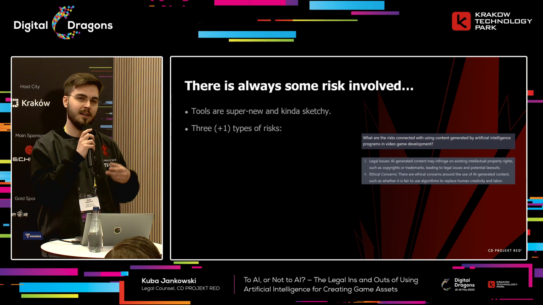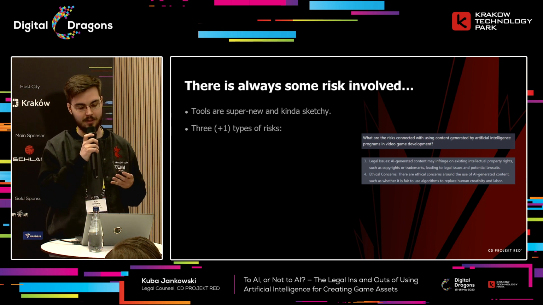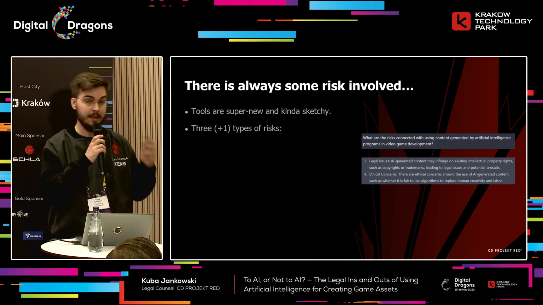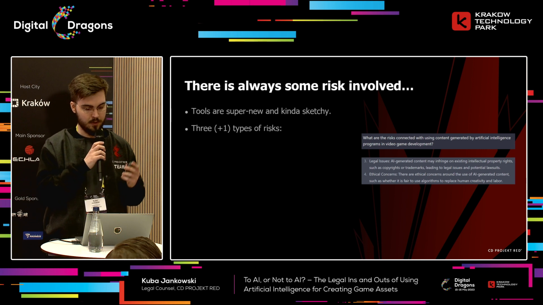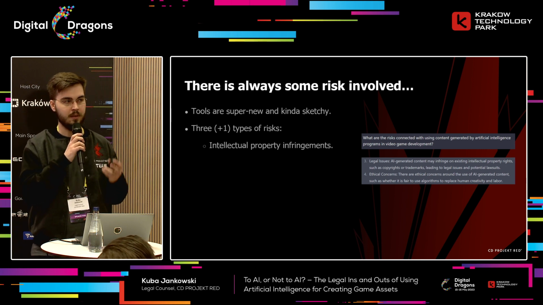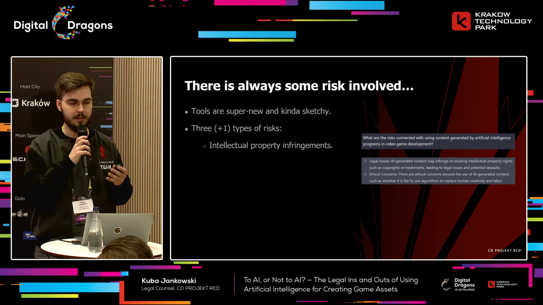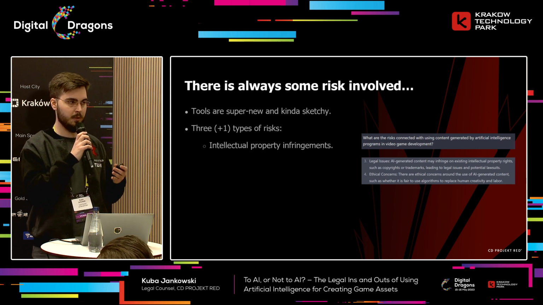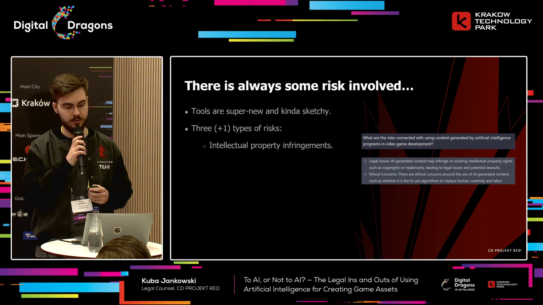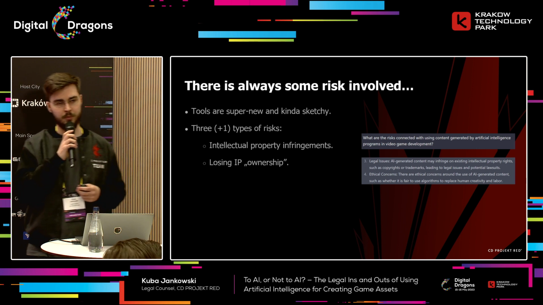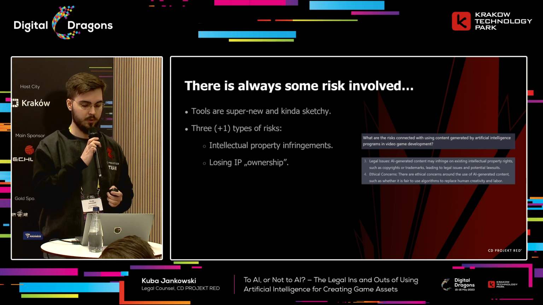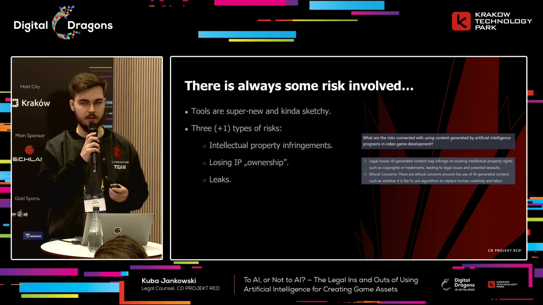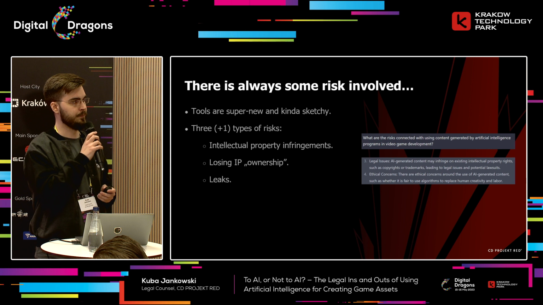And some risks are associated with just the fact that law works in a certain way, which I will also cover. So there is something that I like to call 3+1 risks. So first of all, intellectual property infringements. In theory, or very often in practice, when you create something using Midjourney or ChatGPT, it will inevitably include intellectual property of someone else. There is a high possibility of losing your own intellectual property ownership. Finally, when it comes to the legal risks, there are leaks, something that I already covered to some extent.